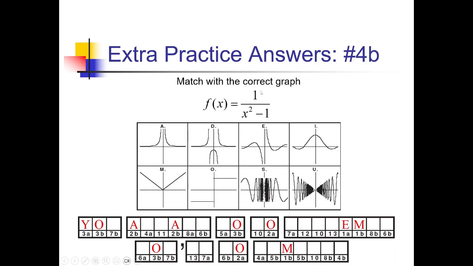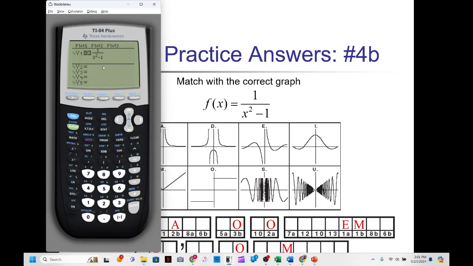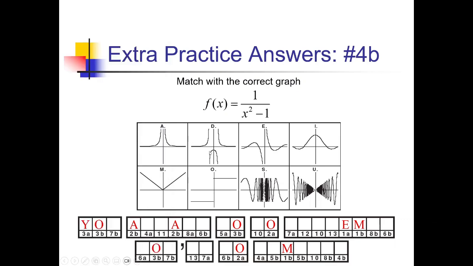For this next one, we have 1 over x squared minus 1. Let's put that in the grapher and see what we get. So here I am in the y equals. Let's press graph on that. And that's what we end up with. We have like a left, a right, and a center sort of thing going on. Looks like choice D here. So 4b then is going to get a D. There's only one 4b in this whole list of them, and that's at the very end here.